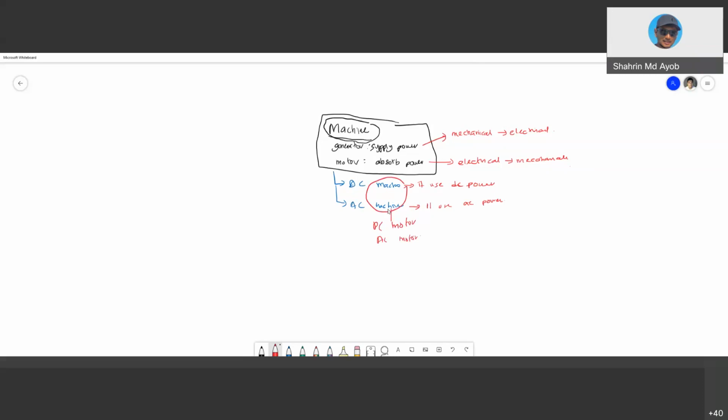Guys, can you name what type of motor is used for our home fan? What is the type of the motor? Can someone give me the answer? DC motor. One of your friends said it uses a DC motor for the fan.